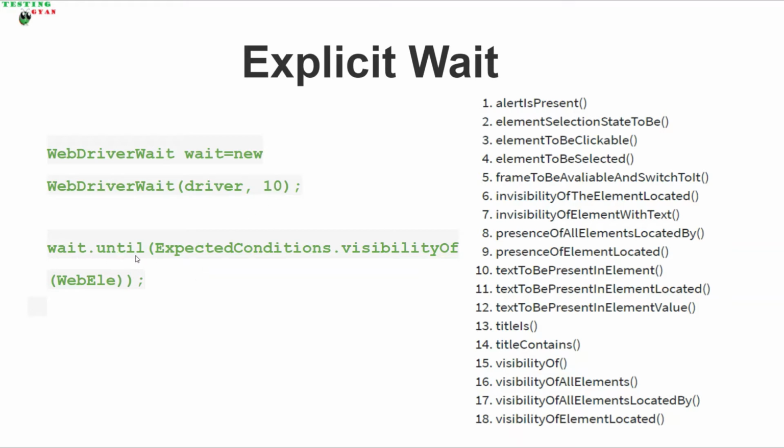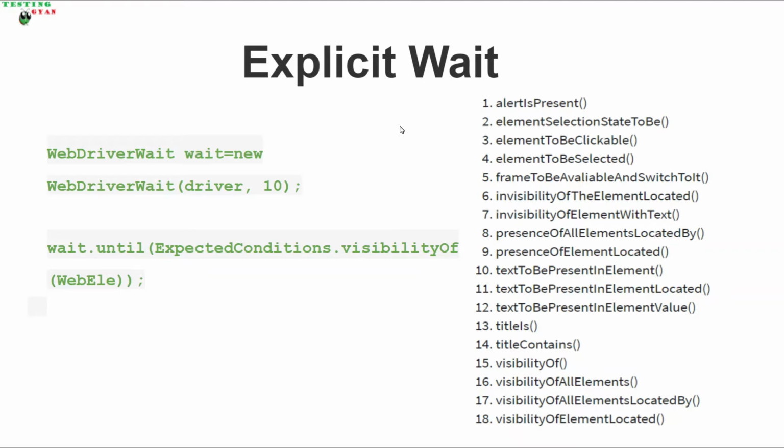Then after this I am specifying the condition for the element. This is my web element. I am specifying wait until element is visible. There are a few predefined methods which can be used on the web elements, like if I want to wait for some alert to be present, I can apply alert is present. I can say ExpectedConditions.alertIsPresent. Similarly, I can wait for some text to be present, or presence of all the elements located by some locator. So this way we can apply the explicit wait.